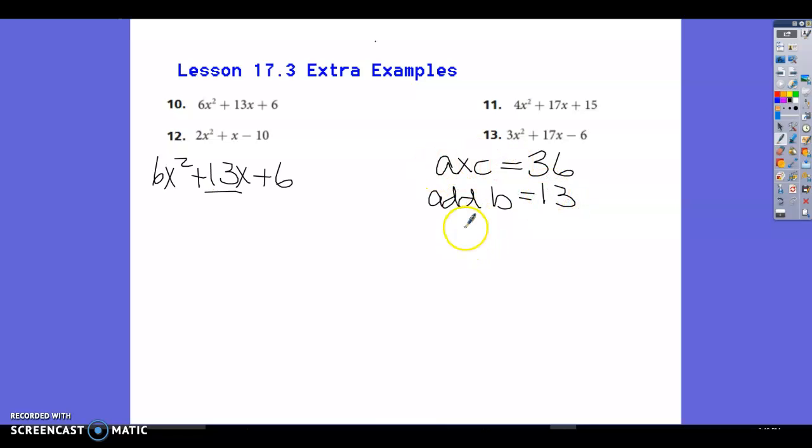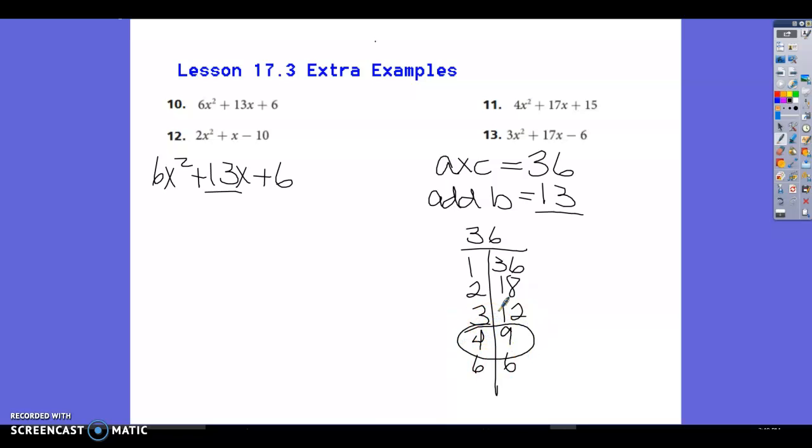All right, so I'm going to look at my factors of 36. So that's 1 times 36, 2 times 18, 3 and 12, 4 and 9, and 5 doesn't go into it, but 6 and 6 does. All right, so all of these multiply to give me 36. Now we know that both signs are positive, so we need a positive 13 as well. So I look down through here, and 4 and 9 add up to give me 13, and they multiply to give me 36. So that's going to be my new middle terms.